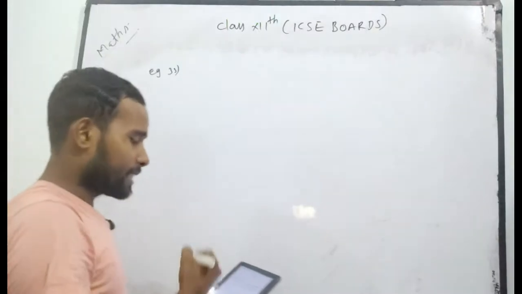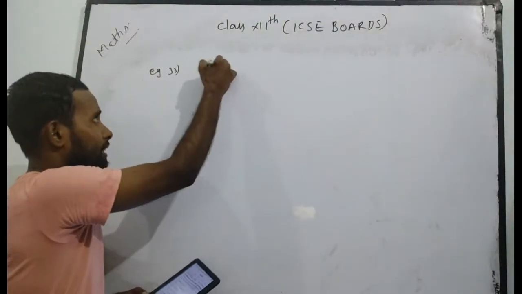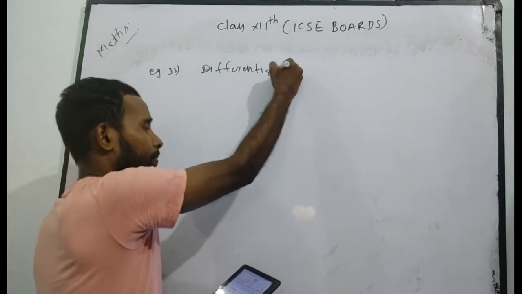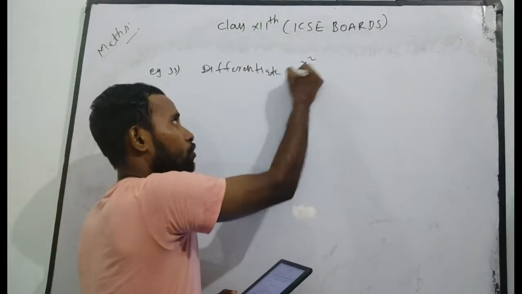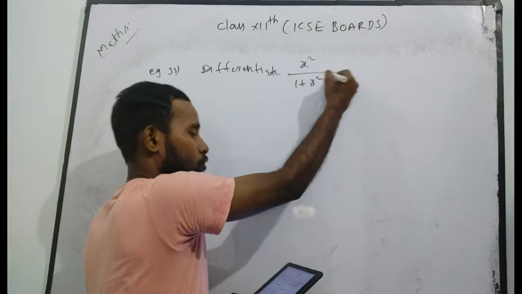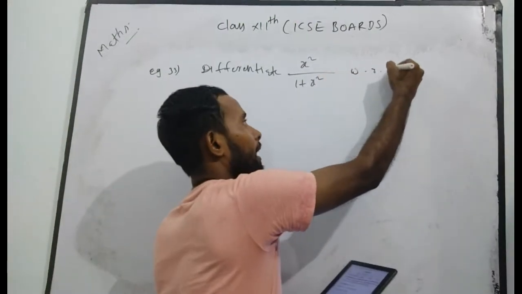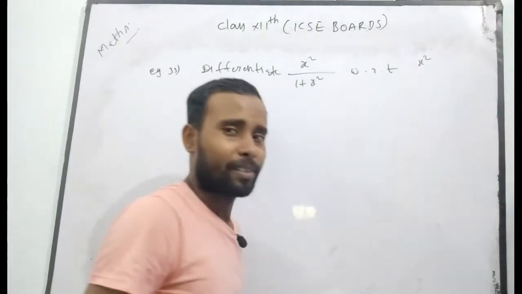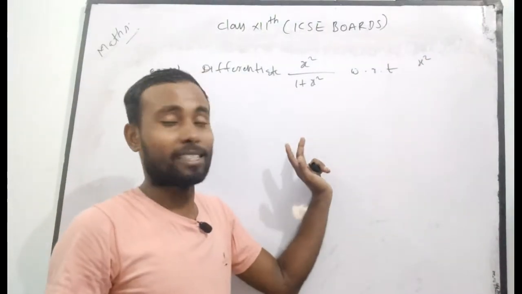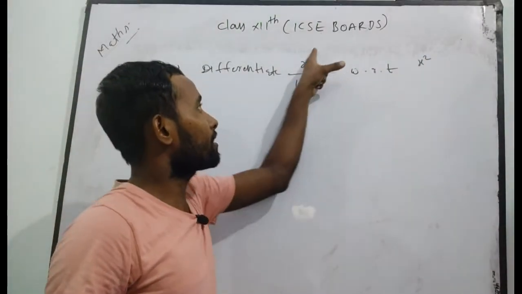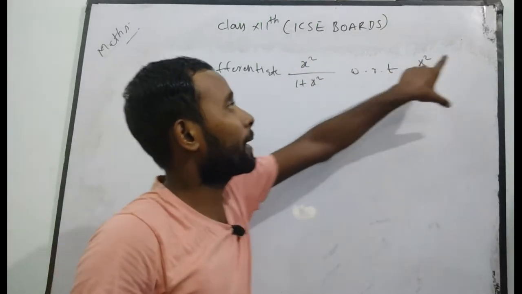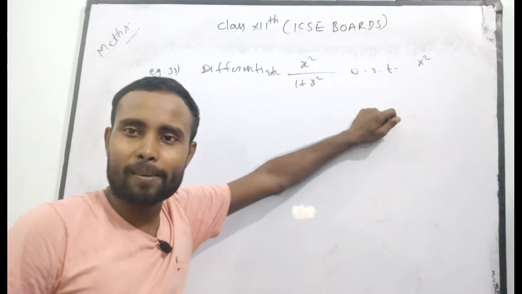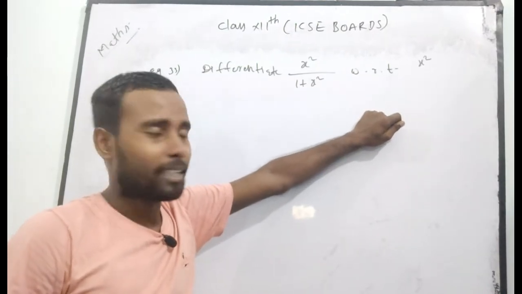See here, what has it written? Differentiate x square by 1 plus x square with respect to x square. See the question writing style. What has it told you? Differentiate this function with respect to this function. How can you differentiate?